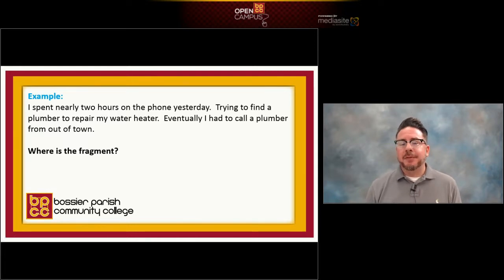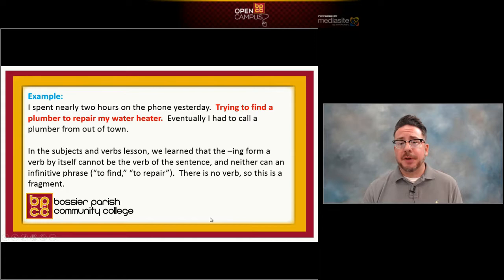Same thing when we have a group starting with the word to. Sometimes a fragment can start. So let's look at some examples. I think you'll see what I'm talking about when we see it in action. First, we're going to look at an example of an ing fragment.